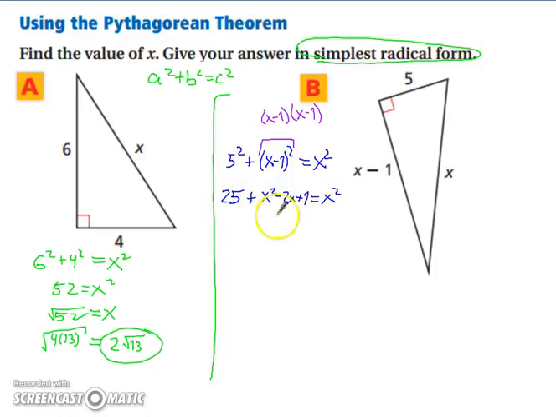Let's look at simplifying the equation a little bit further. We can combine like terms. So we have 26 plus x squared minus 2x equals x squared. And then we can subtract x squared from both sides of the equation. So now we have 26 minus 2x equals 0. We can add our 2x to both sides, so we have 26 equals 2x, just to keep it positive. And then we can divide by 2. So we have 13 equals x.